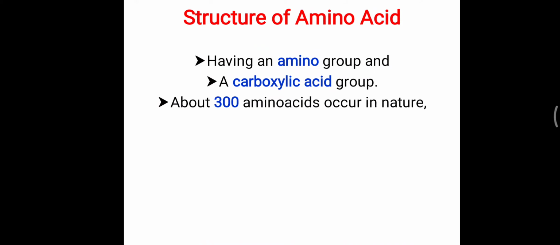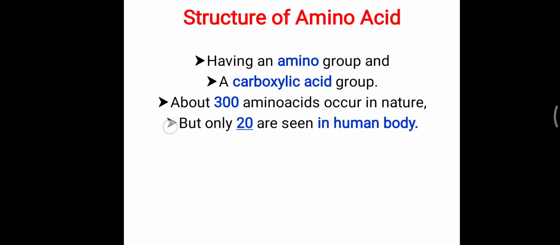So this amino acid is one kind of molecule which has an amino group as well as a carboxylic acid group. Amino means NH2 and carboxylic means COOH group. About 300 amino acids occur in nature, but in our body only 20 amino acids are seen. So we have to understand those 20 amino acids based on their structure. It will help us understand various metabolic disorders and their function in our body.